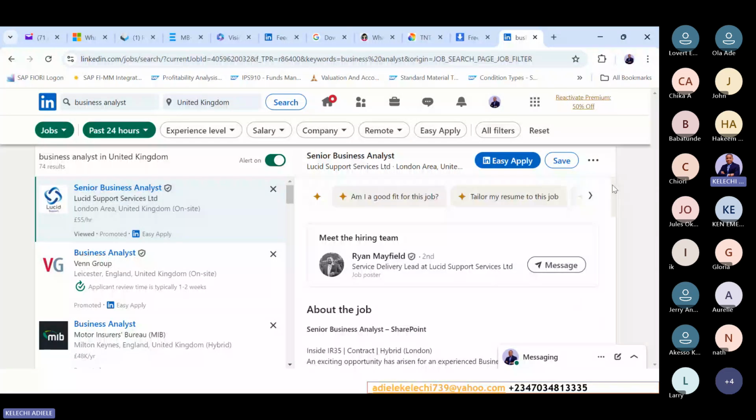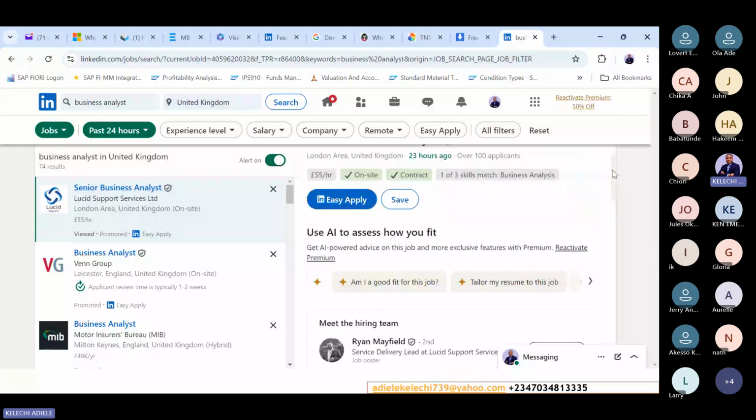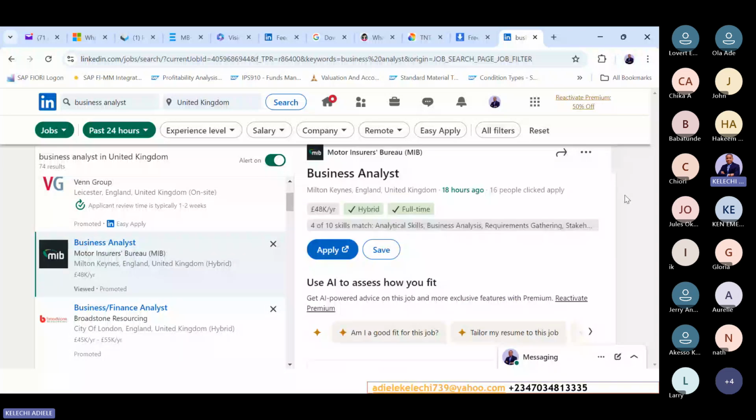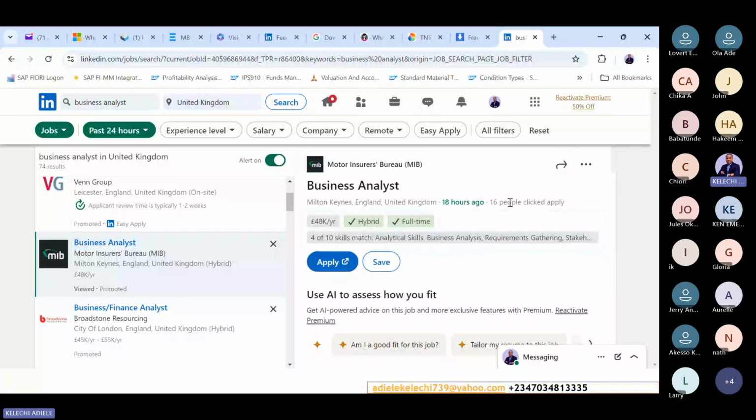Let's check this one. This will be for contract jobs. So anytime you see per hour, you know it's contract jobs. If we check this one, business analyst, this is 48K per year. So as a BA in the UK, if you have the experience, you shouldn't be doing anything less than 40,000 per year. So this is 48K per year, full time. 16 people have applied for this. This is in Milton Keynes in the UK.